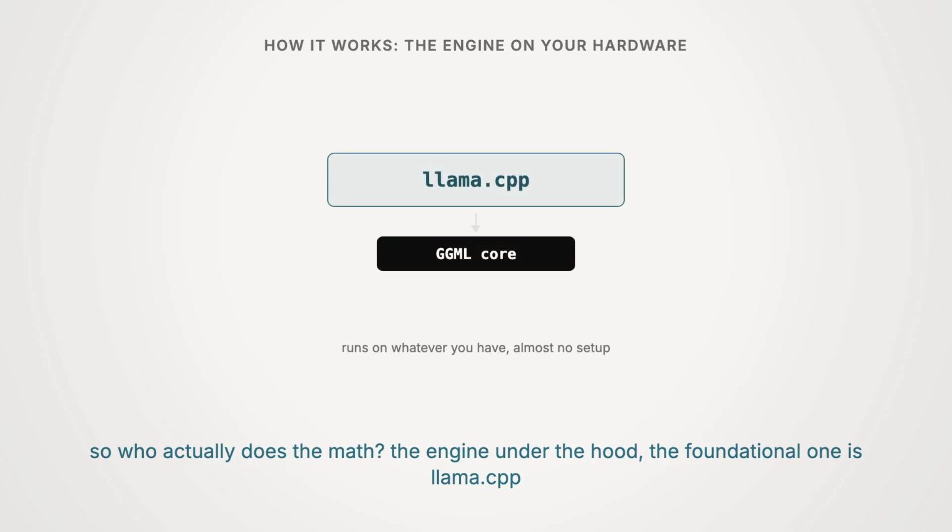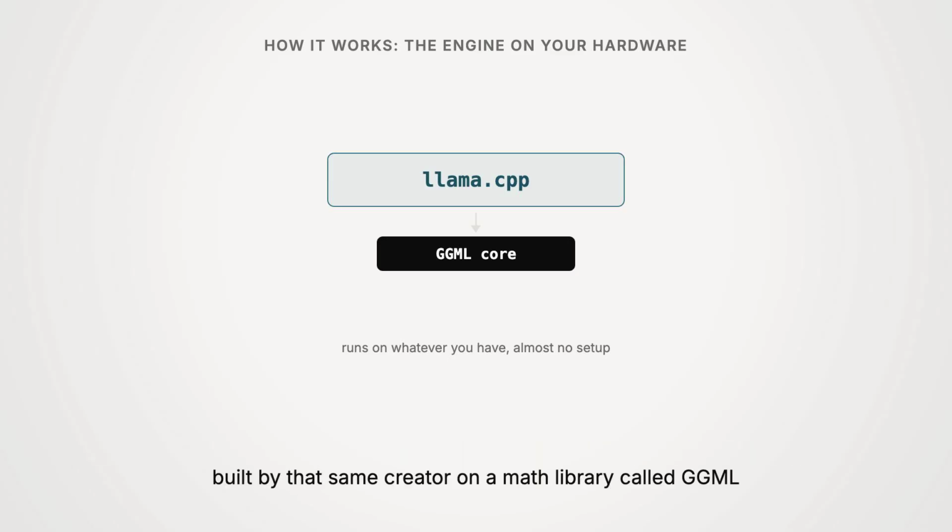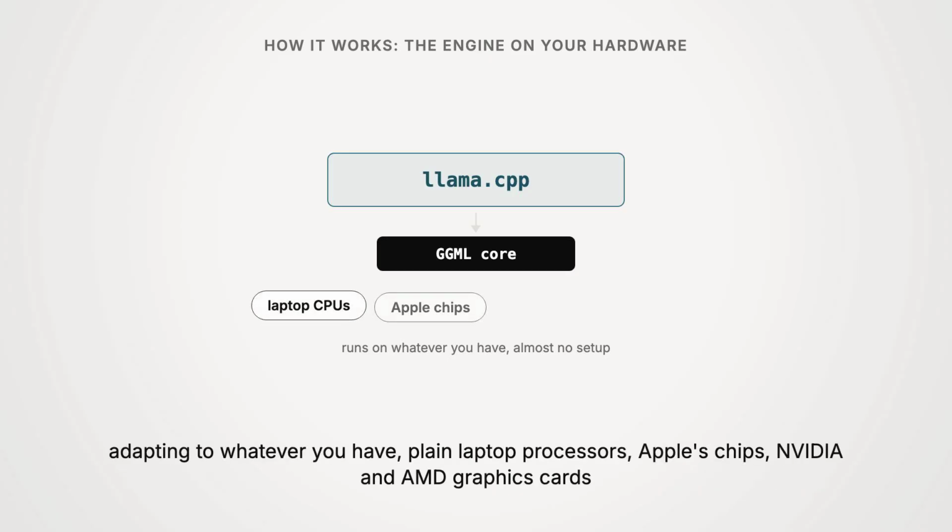So who actually does the math? That is the engine under the hood, and the foundational one to know is called llama.cpp, built by that same creator on a math library called GGML. Its whole purpose is to run this inference on ordinary hardware with almost no setup, adapting to whatever you have, plain laptop processors, Apple's chips, NVIDIA and AMD graphics cards.